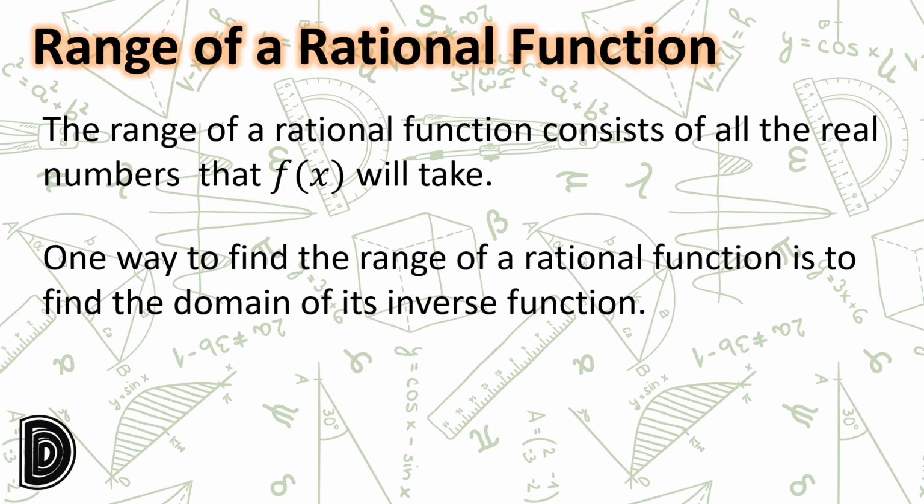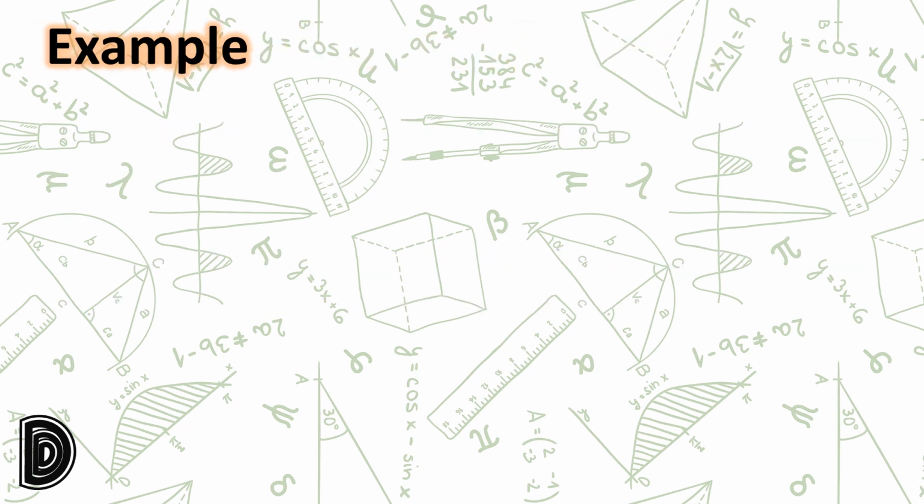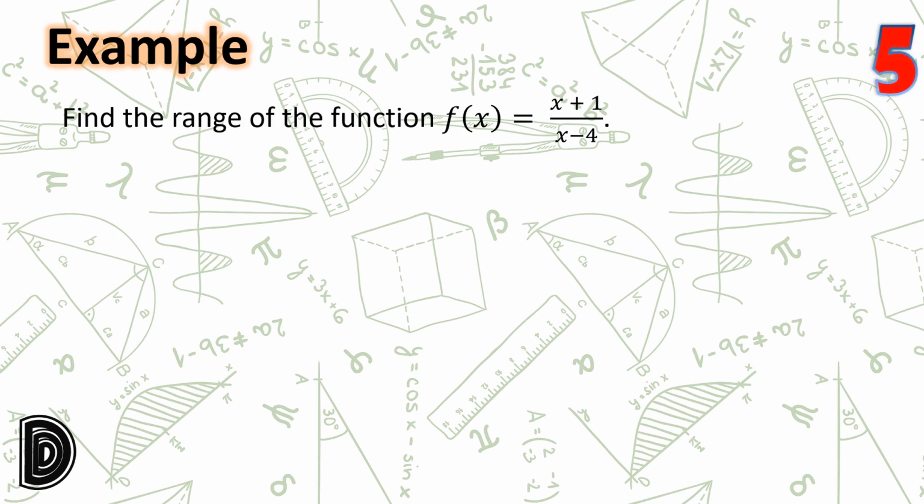The range of a rational function consists of all real numbers that f of x will take. One way to find the range of a rational function is to find the domain of its inverse function. Let us have an example. Find the range of the function f of x is equal to x plus 1 over x minus 4.